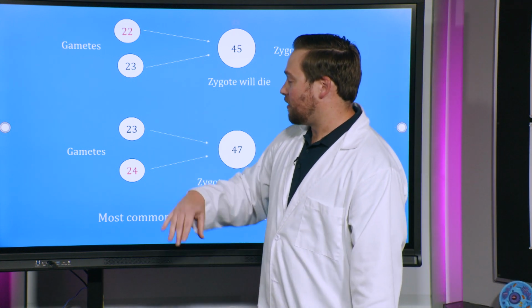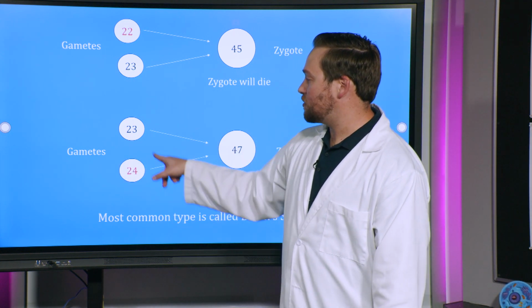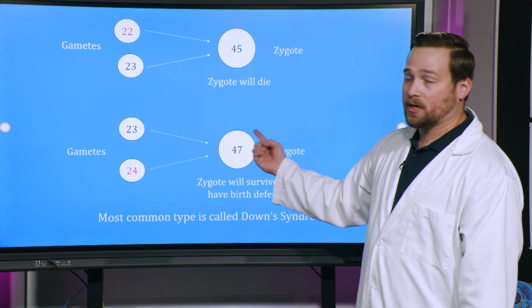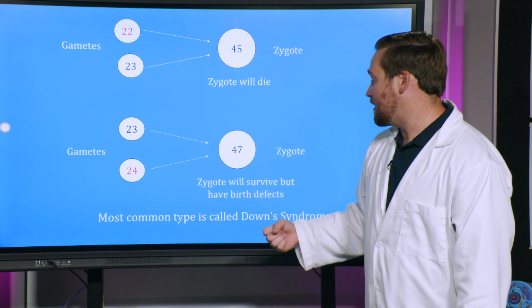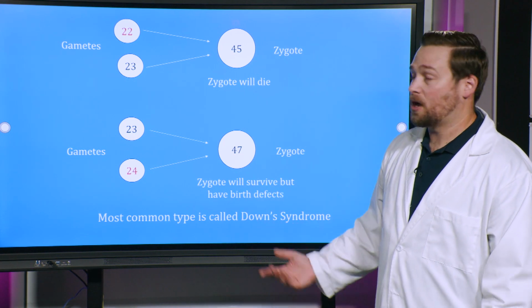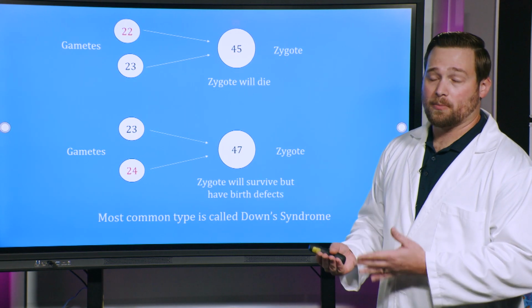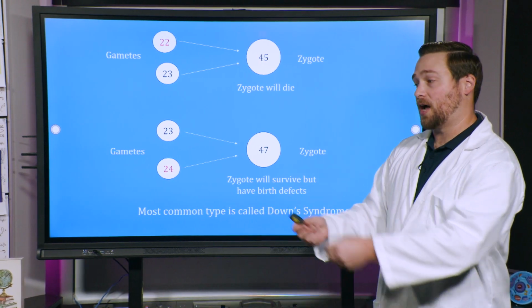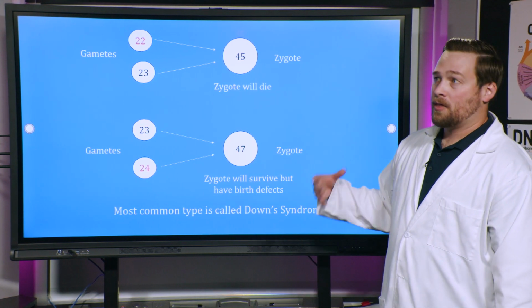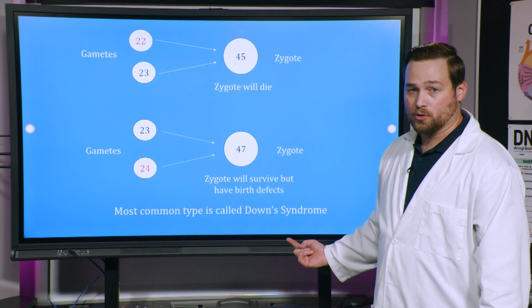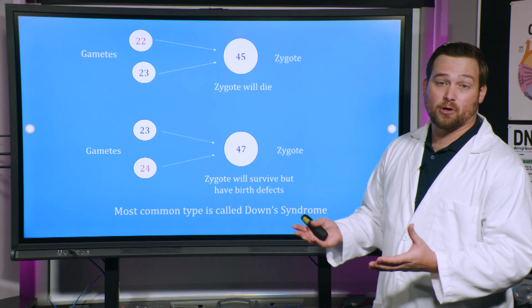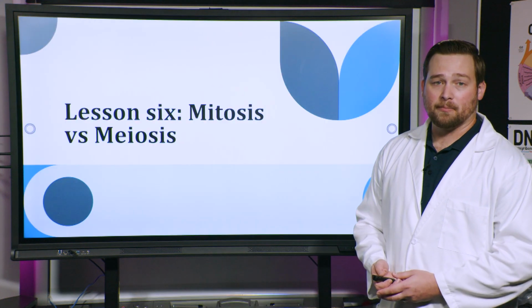Okay. On the other end, a little bit different. Here, this gamete has one extra chromosome. When they fertilize, now the zygote will have an extra one. It has 47 instead of 46. This zygote will maybe survive, but if it does, it will have some birth defects. Okay, so getting the correct number of chromosomes is very critical to your ultimate survival. The most common type in this situation, when you get an extra chromosome, is called Down syndrome, which we'll talk about in a little bit more detail later on. But Down syndrome is a result of just having one extra chromosome, okay?